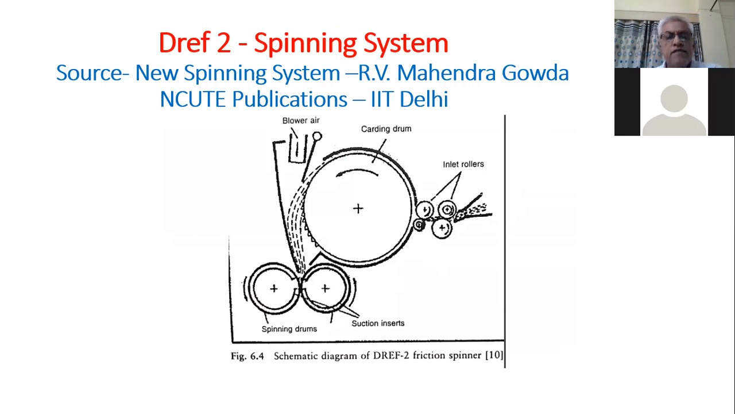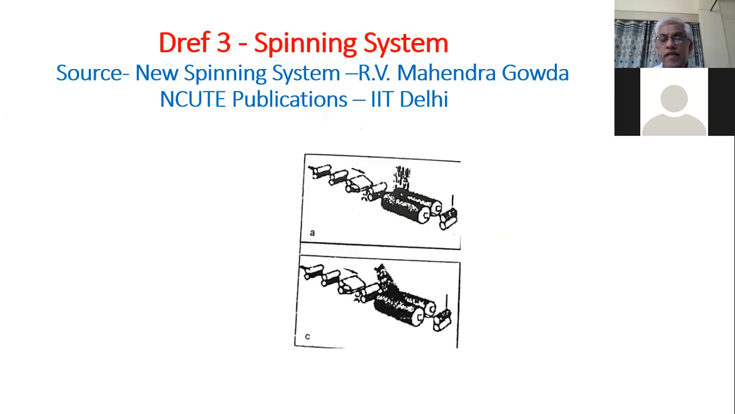Then came the draft 2 spinning system, in which two perforated drums were used, which were revolving in the same direction, and blower air was also used so as to guide the fibers so that they can fall between the perforated drums. This also had limitations of strength.